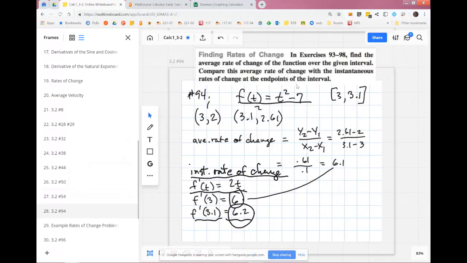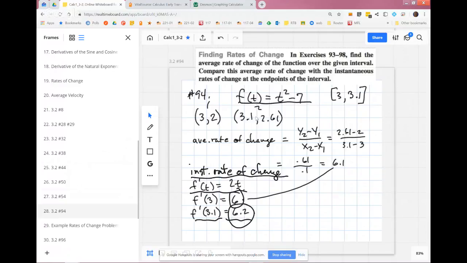Okay, so here's our function. f of t equals t squared minus 7. And we're supposed to do it over the interval from 3 to 3.1. That's what those square brackets mean, an interval. So at 3, what is f of t? If you plug in 3, 3 squared is 9, 9 minus 7 is 2, so 2 is the y coordinate, correct? So at the left end, it's (3, 2). At the right end with 3.1, 3.1 squared minus 7, you come up with 2.61.